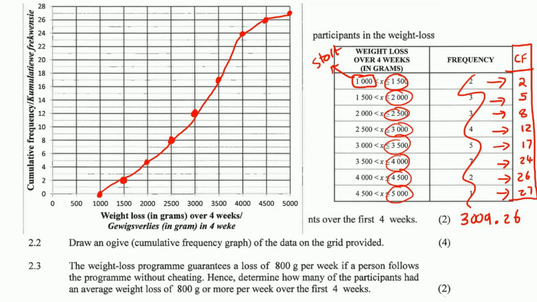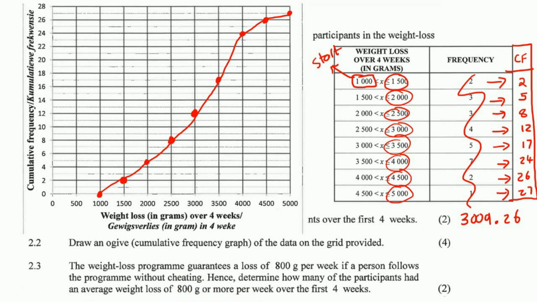Okay, now the next question. The weight loss program guarantees a loss of 800 grams per week if a person follows the program without cheating. Hence, determine how many of the participants had an average weight loss of 800 or more over the first 4 weeks. Okay, so now in these types of questions, you're going to use the ogive. So they want to know, I was a bit confused. I was like, 800? But everyone lost more than 800. But this caught me out. This one says over 4 weeks. This one says 800 grams per week.